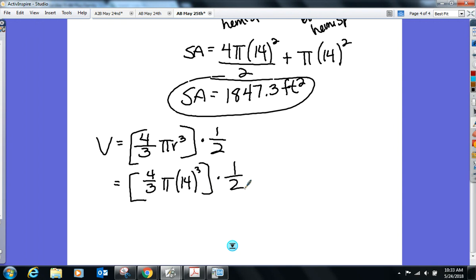And again, highly recommend using the fraction template. You can type it in as you see it on your paper right now or up on the screen. And rounding it to the nearest tenth, 5,747.0 cubic feet.